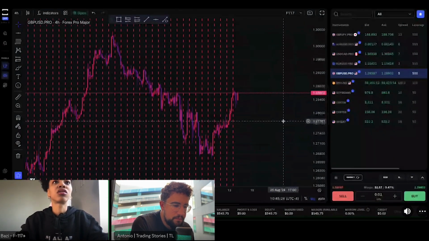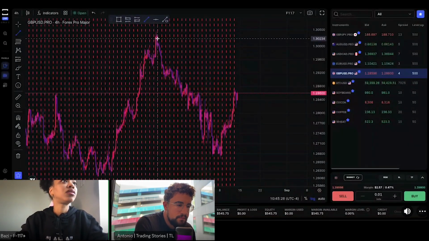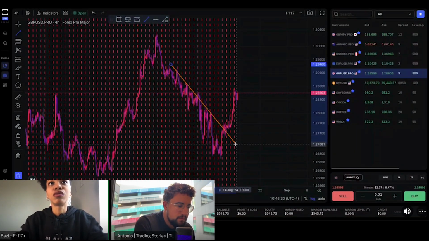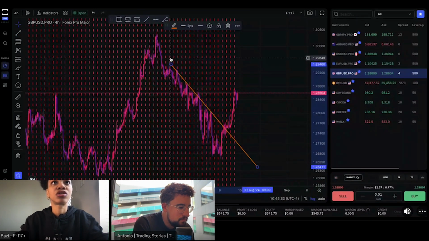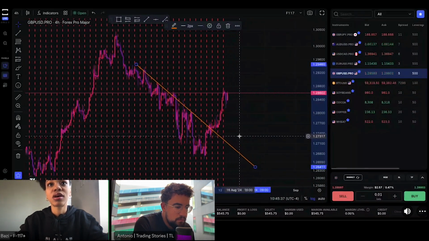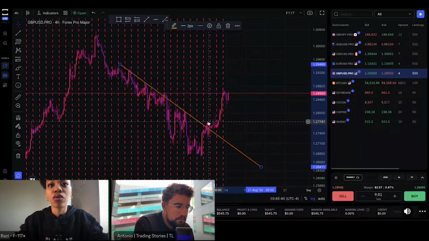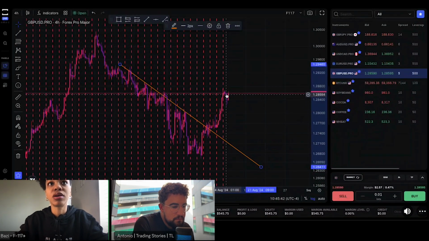So this is on the 4-hour GBP/USD, and there was a beautiful trend. You can see here with this orange, the trend started on July 22nd. We've been in this beautiful downtrend. We broke this trend on August 9th, and we appear to be in an uptrend.